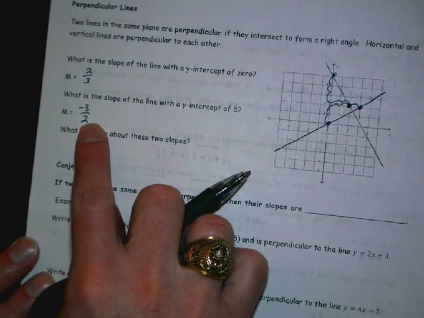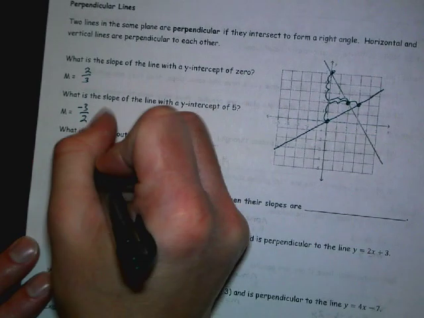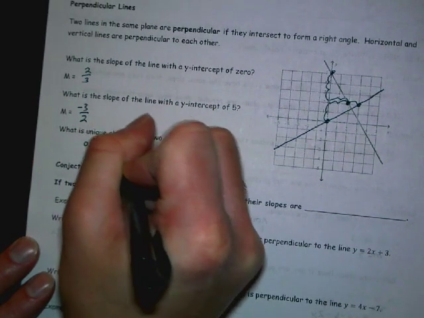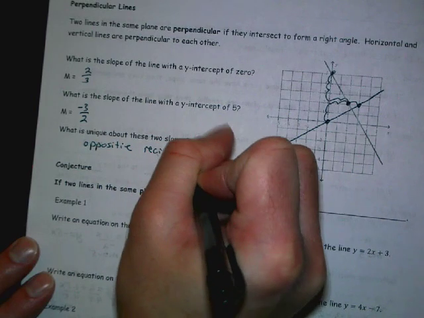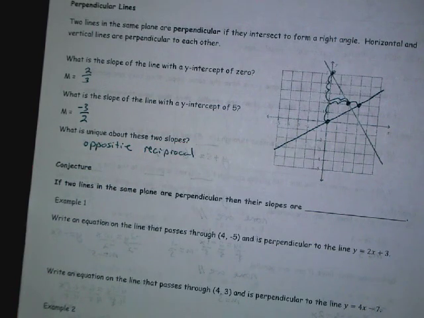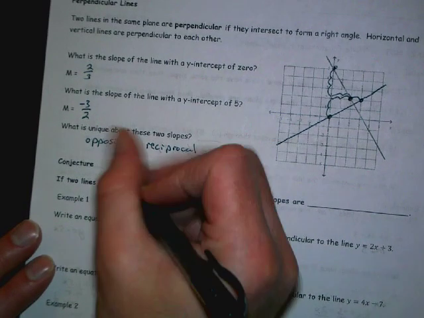Someone just flip it, right? You flip 2/3, you got 3/2. And then we change the sign. That's what you have to do to find a perpendicular slope. What we call it is opposite reciprocals. The opposite because we change the sign. Reciprocal because we're flipping the fraction.